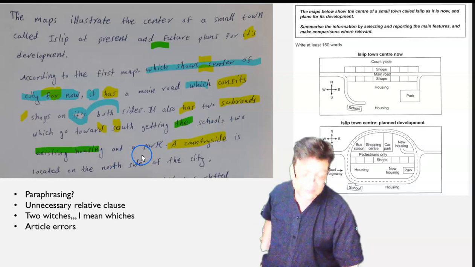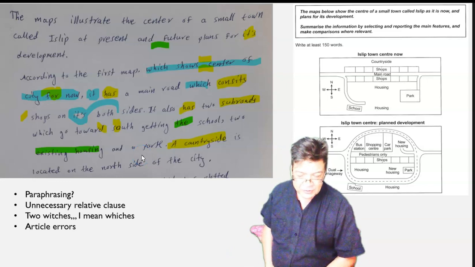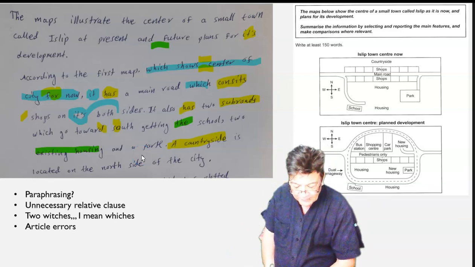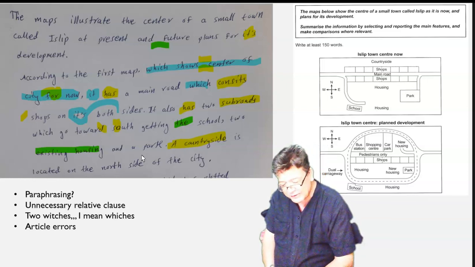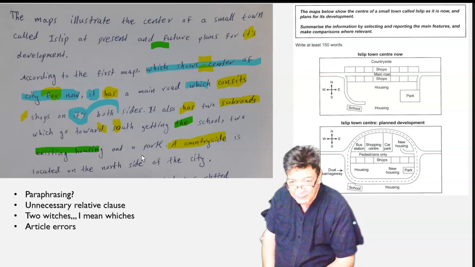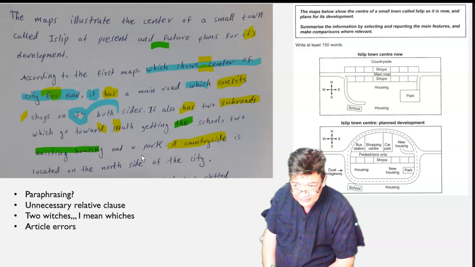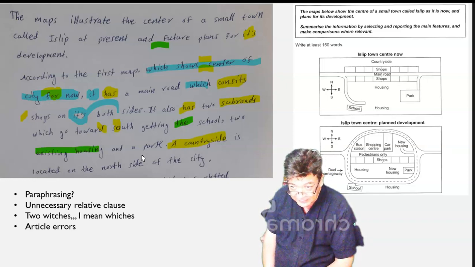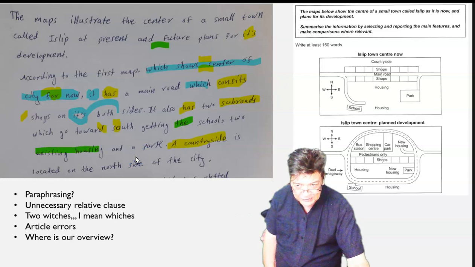A countryside. And this is, again, an article error. Countryside does not take an article because it's not a countable noun. You can't have a countryside. You could say the countryside or countryside is located on the north side of the city. Okay. God, there's no organization to your description.